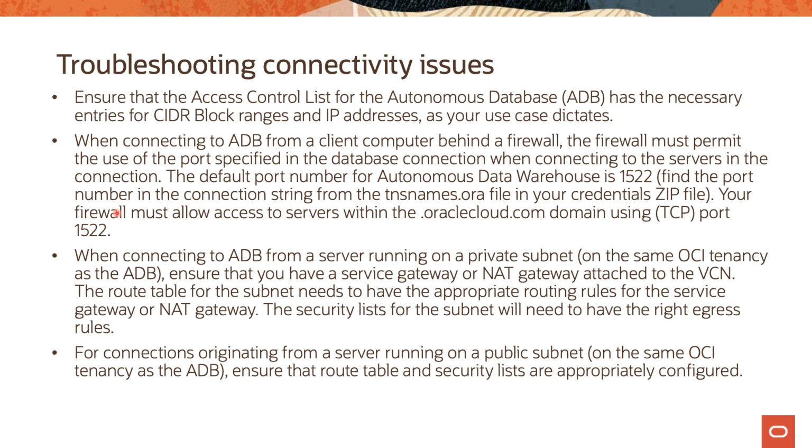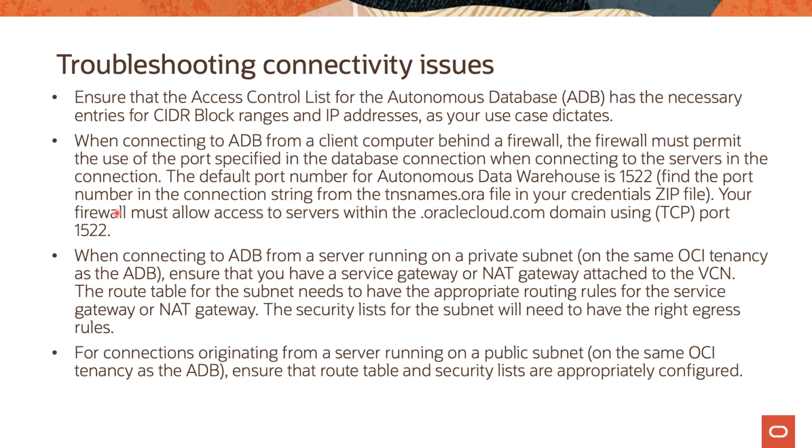Your firewall must allow access to servers within the .oraclecloud.com domain using port 1522. When connecting to Autonomous Database from a server running on a private subnet, ensure that you have a service gateway or NAT gateway attached to the VCN. The route table for the subnet needs to have the appropriate routing rules for the service gateway or NAT gateway.